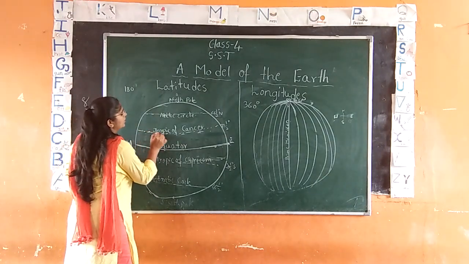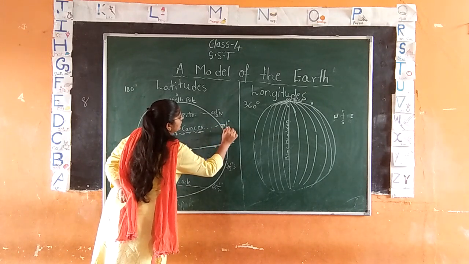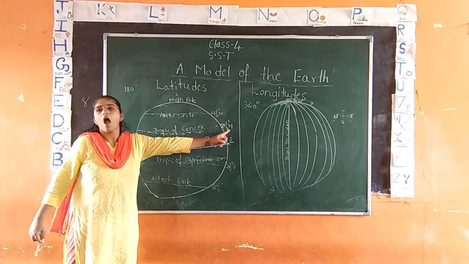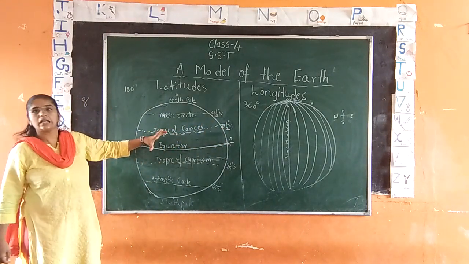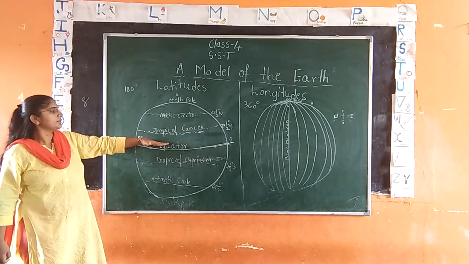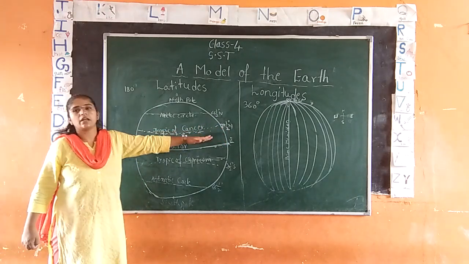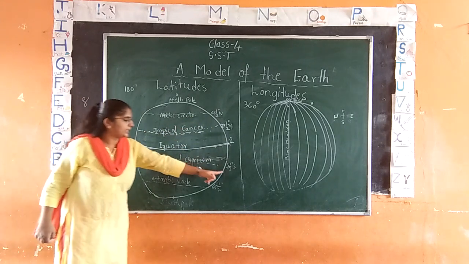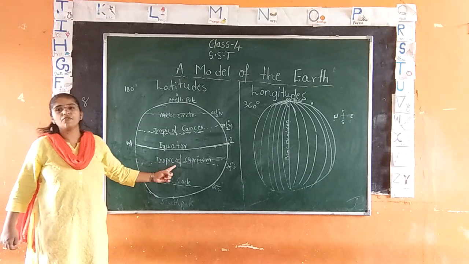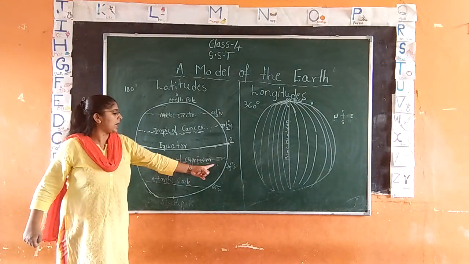Second, this is the 23.5 degree northern line. This line we call the Tropic of Cancer. In the same way downside, 23.5 degree southern. This line we call the Tropic of Capricorn.